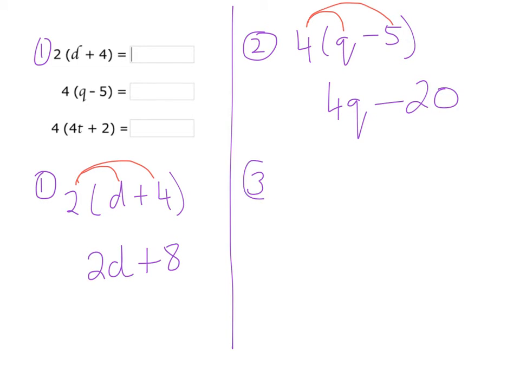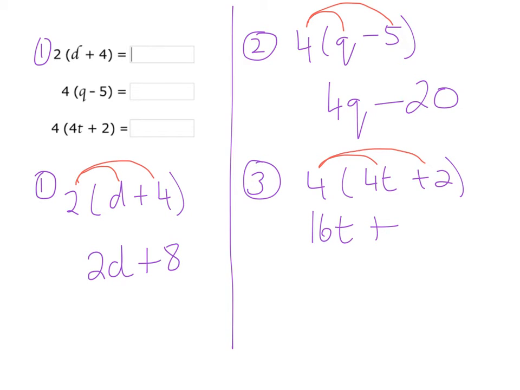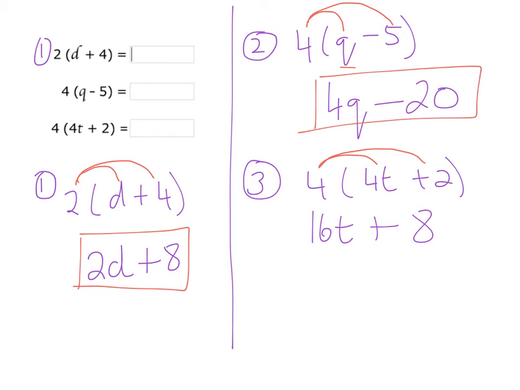And then the third one here, I have 4 bracket 4t plus 2. So again, it's 4 multiplied by 4t, and that will give me 16t. And then I have a plus by a plus, so it will be plus. And this last part is 4 by the second term, which is 4 times 2, which will give me 8. Alright, so different ways of working out a single term against a bracket.